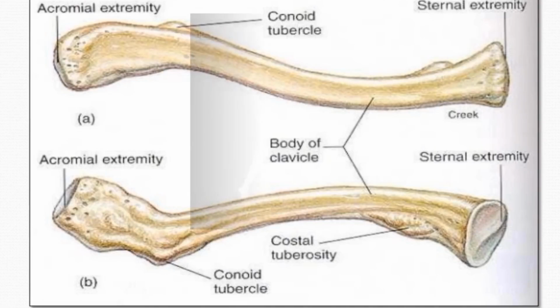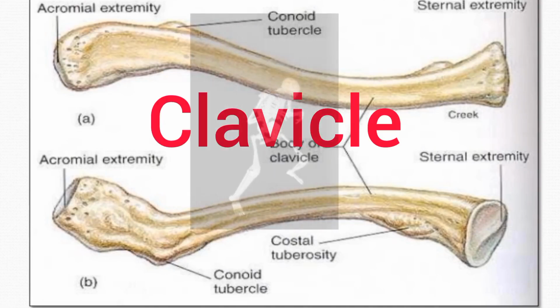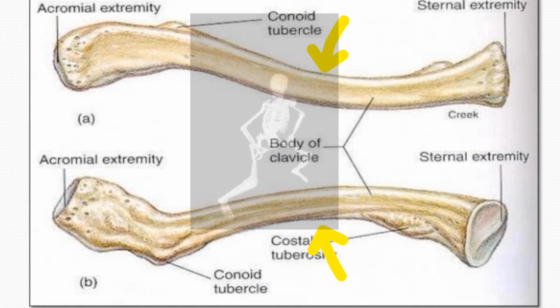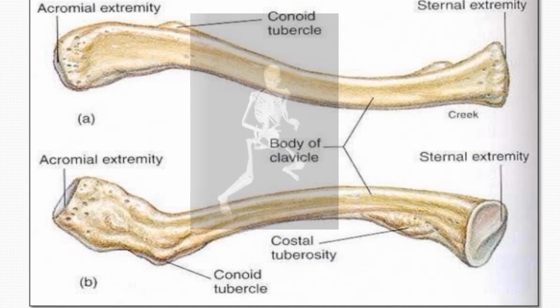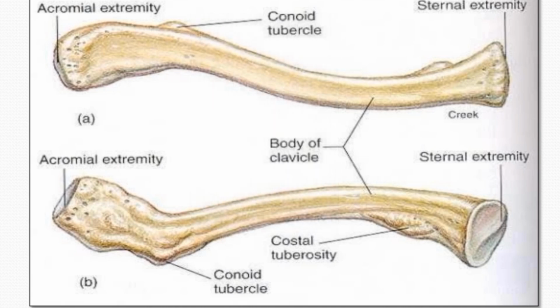We are going to discuss the clavicle. As you can see, this is a clavicular bone. It's an S-shaped bone. What kind of bone is this? Is it a long bone or short bone or small bone, or what are the types of bone? What kind of bone is this?